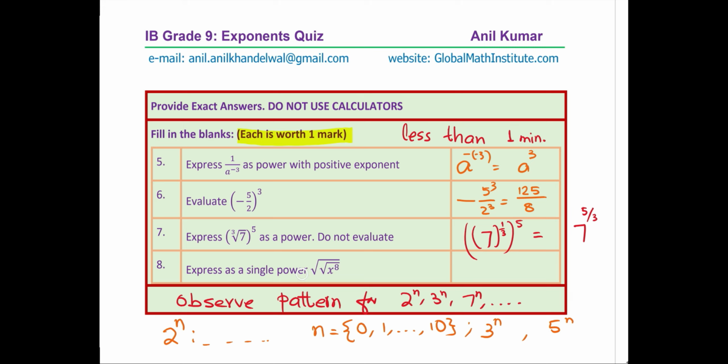Now again, a similar question, x to the power of 8, and this is half and half. So it is kind of x to the power of 8, and then we have half, and then again we have half, right? So you have to multiply 8 by 1 over 4. So it comes to 8 over 4, which is x to the power of 2. So it is basically x squared.